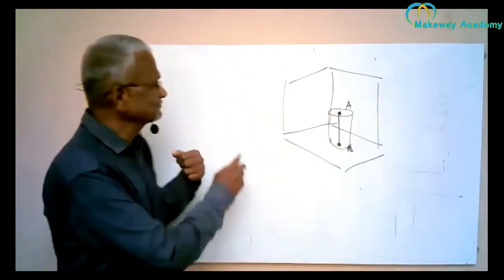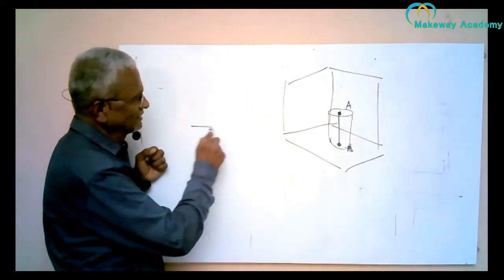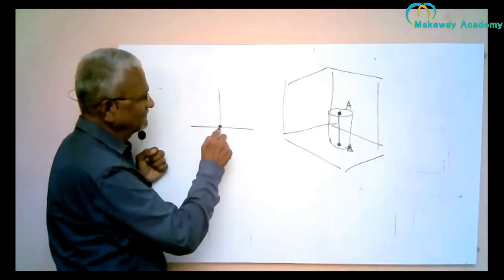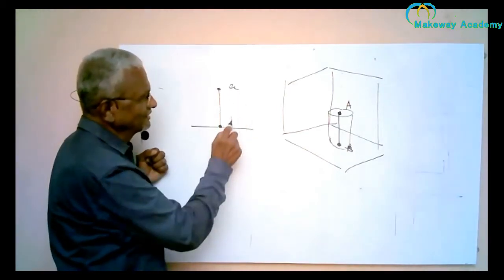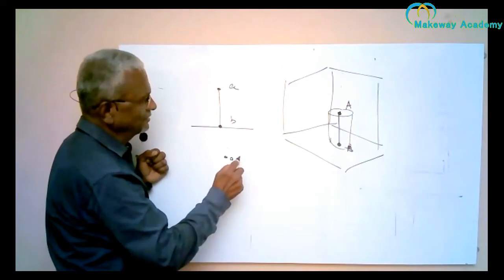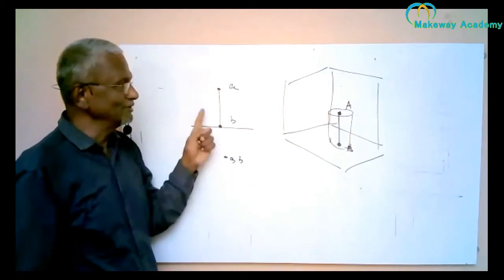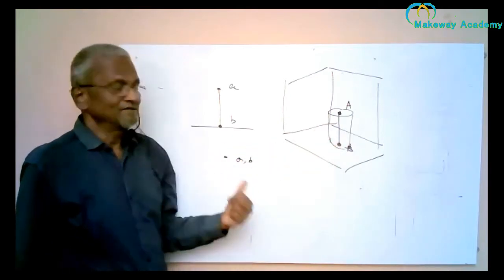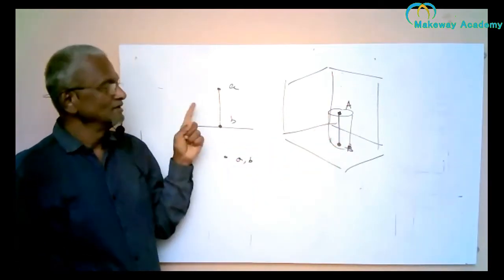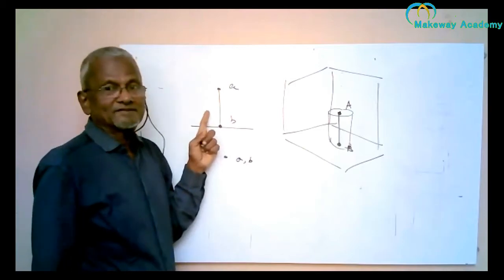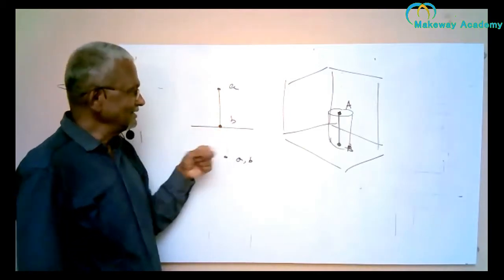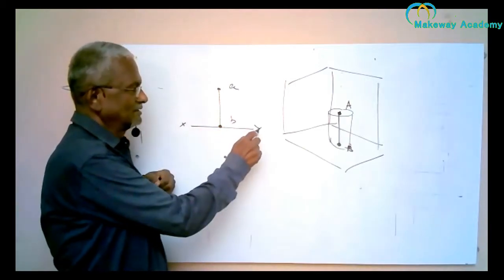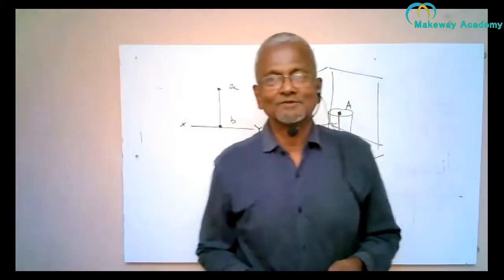Now the views. So what are the views? This is small a, b, and this is a dash, b dash. So I have drawn the top view and the front view. The top view of the axis is a point. The front view of the axis is a straight line. That straight line is perpendicular to the reference line xy.